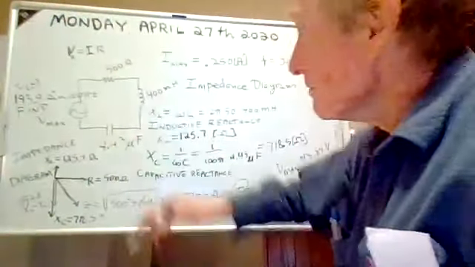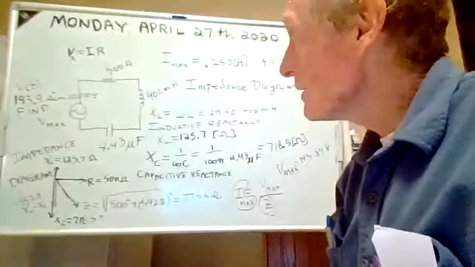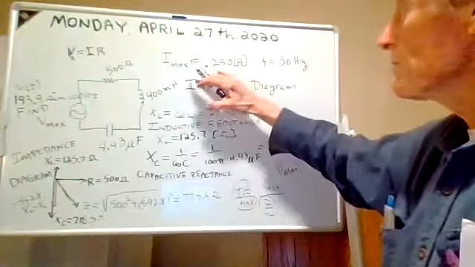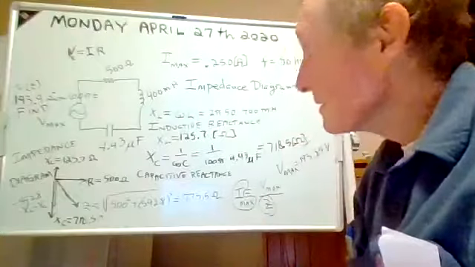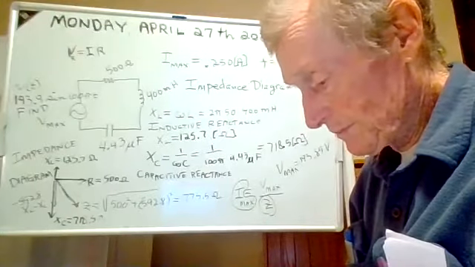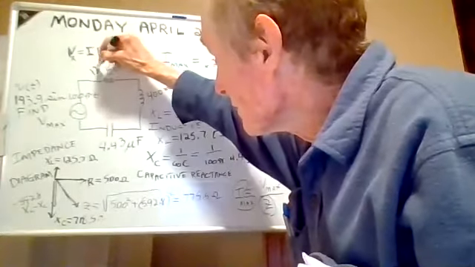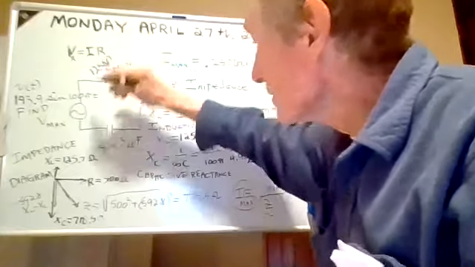Okay, we're going to get this now. V equals IR, here it goes. The maximum current is 0.250, right? 0.25 times 500. So I'm getting 125 volts. That's the maximum voltage on the resistor.